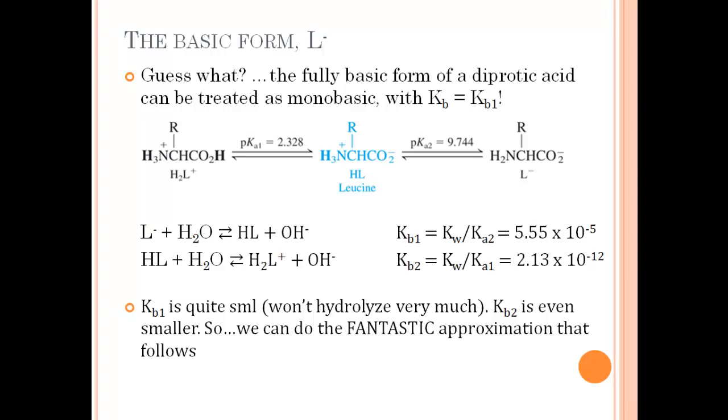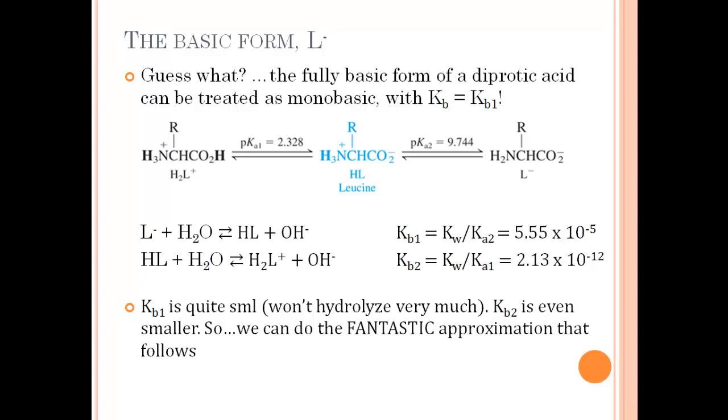We can use the same approximation. Obviously, the reaction is the same. You have your protonated leucine, you have your leucine, which is the intermediate form, and then you have your basic form, the L minus. So now we're starting from the L minus part. For the base hydrolysis, we take the L minus, add water, and it's in equilibrium with HL plus OH minus, and that's your Kb1. How did I find that? You just take your Kw and divide it by your Ka2, which gives you 5.55 times 10 to the negative 5. Then you do the second hydrolysis, taking your HL and adding water, getting your acidic form back, H2L+ plus OH minus, and that's your Kb2 for that reaction.